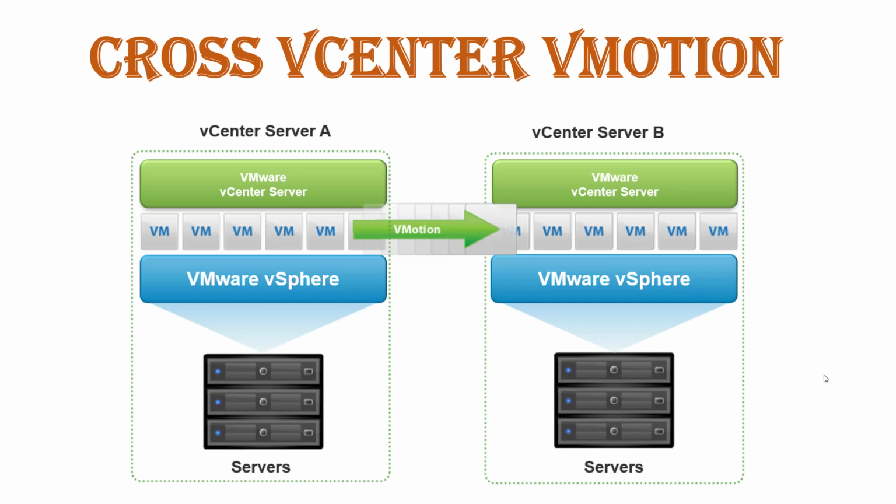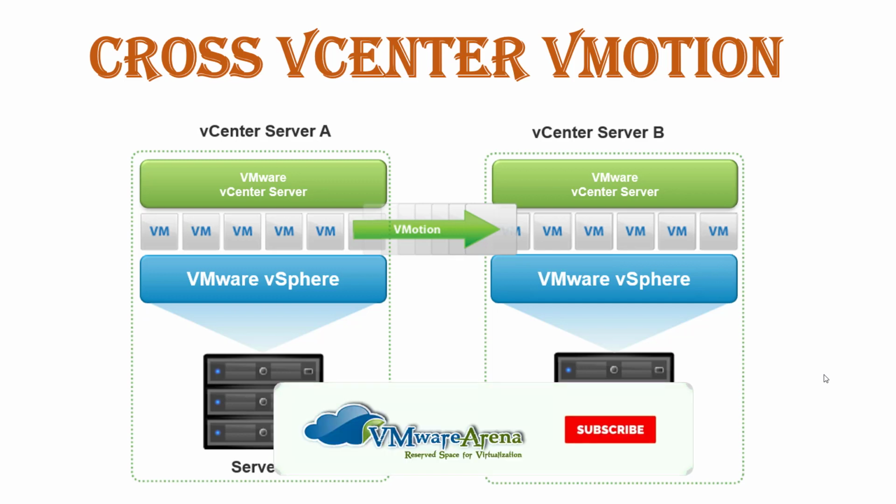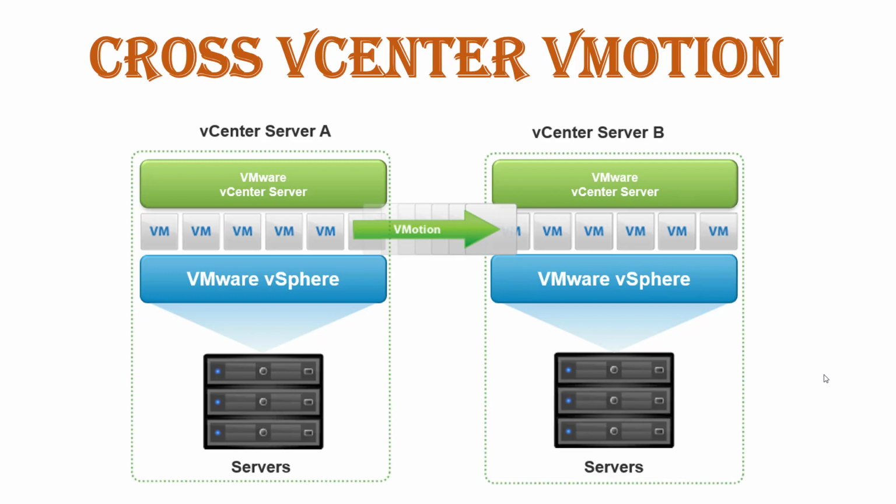So in this video, I'm going to explain what is Cross vCenter vMotion. In the earlier version of vSphere, we had a requirement, right? We needed to have shared storage. We could not migrate the virtual machines from one distributed switch to another distributed switch like that in the earlier version, right? So starting from vSphere 6.0, VMware has introduced a lot of enhancements to VMware vMotion.